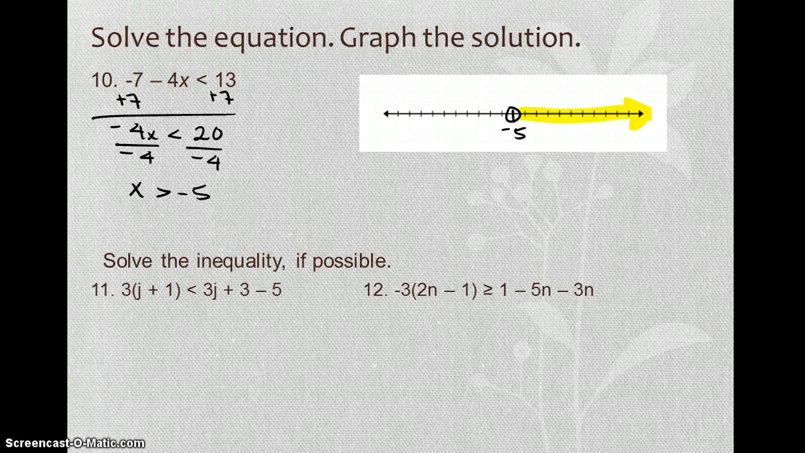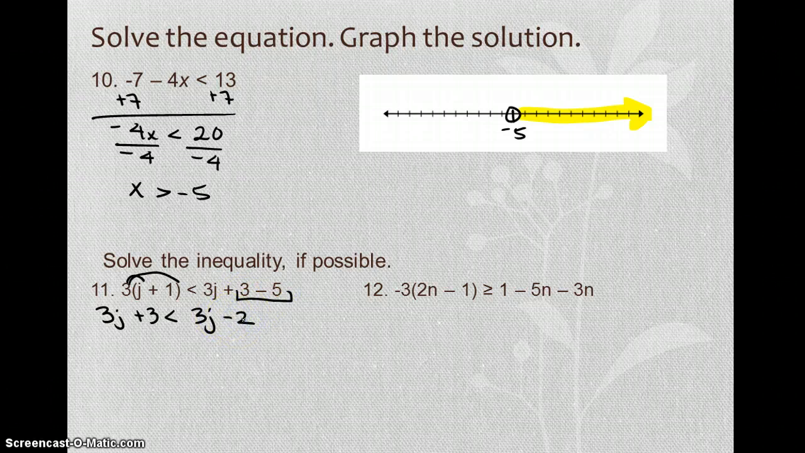The next one I'll work through with you. There's a few steps on here, so I want to make sure that we do it. You see how it says if possible here? I don't know, maybe it won't be possible. Let's check it out and see. So 3 times j and 3 times 1 distributing, I get 3j plus 3 is less than 3j, and then these two are like terms. So 3 minus 5 is -2.